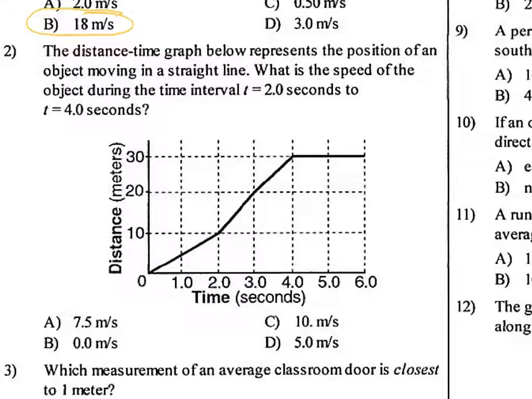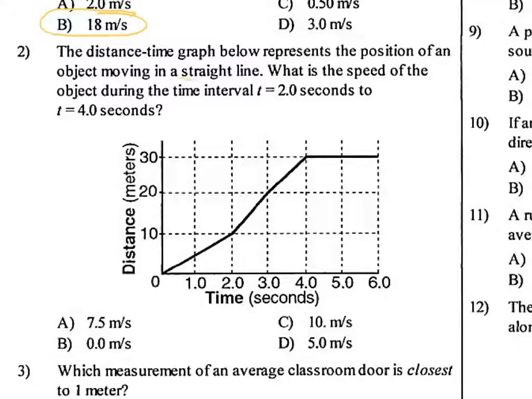This next question, they want to know what's the speed of the object moving in a straight line. And they want to know specifically the speed of the object from 2 to 4 seconds. So what you're going to do is just do the slope here. So here are your 2 points. Remember that speed or velocity is change in distance over change in time. So this is going to be a change of 20 meters over a change of 2 seconds. So you're going to get 10 meters per second. That should be 20 meters, not 20 meters per second. So let me fix that there. And you get 10 meters per second, which is choice C.